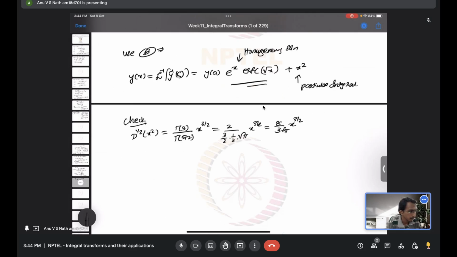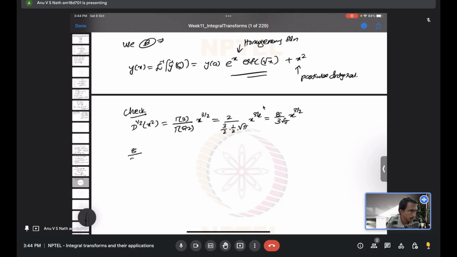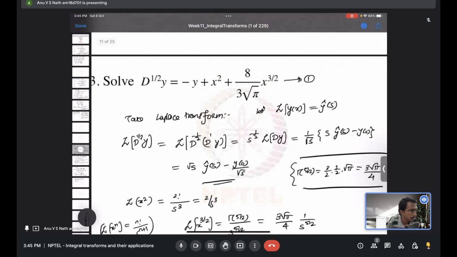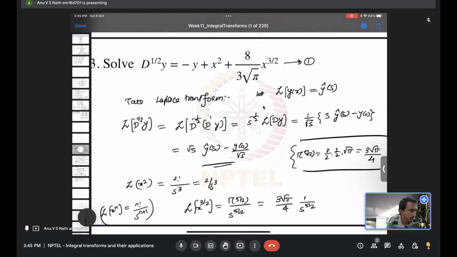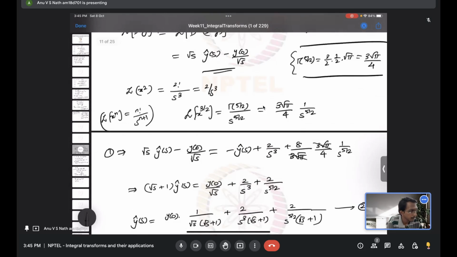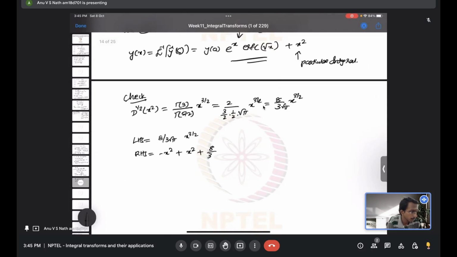Okay, root pi is also there. Now you can see that on the left hand side, LHS is basically 8 by 3 root pi x raised to 3 by 2. For the RHS, we need to have the function minus x square y minus y, which is minus x square, then x square plus 8 by 3 root pi x raised to 3 by 2. So 8 by 3 root pi x raised to 3 by 2, and they match.